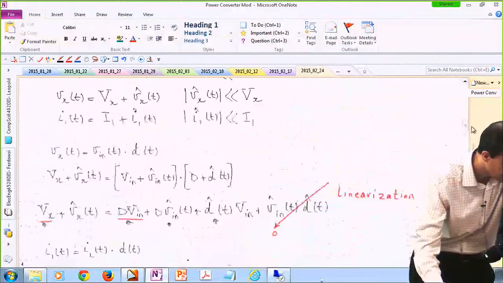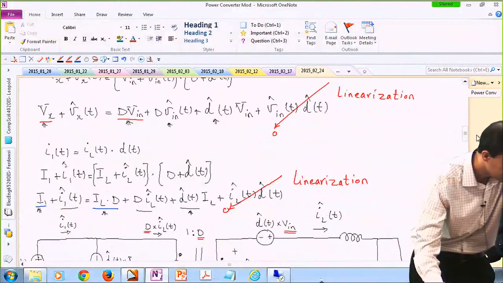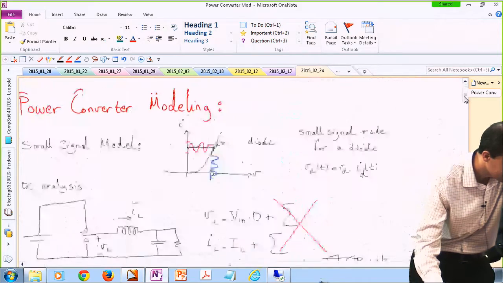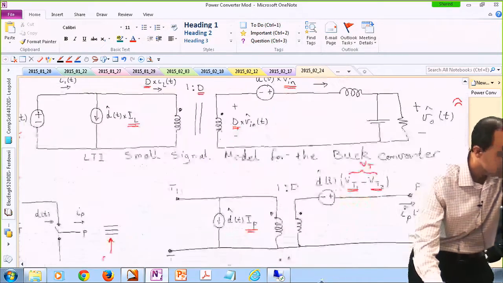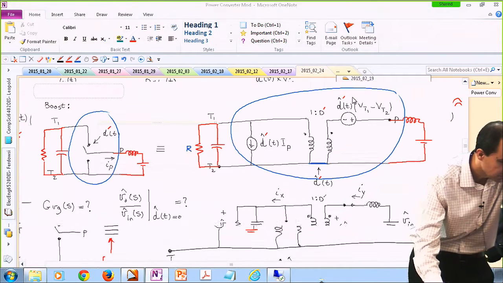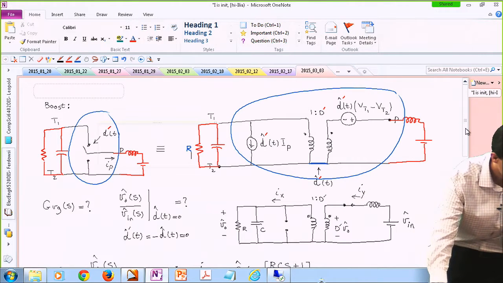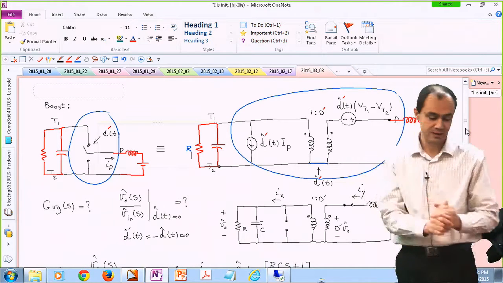I don't remember where they are. Is it after this? The question is whether the ratio of the transformer, for the buck boost? It's D. I mean, it depends on what you define as a buck boost.